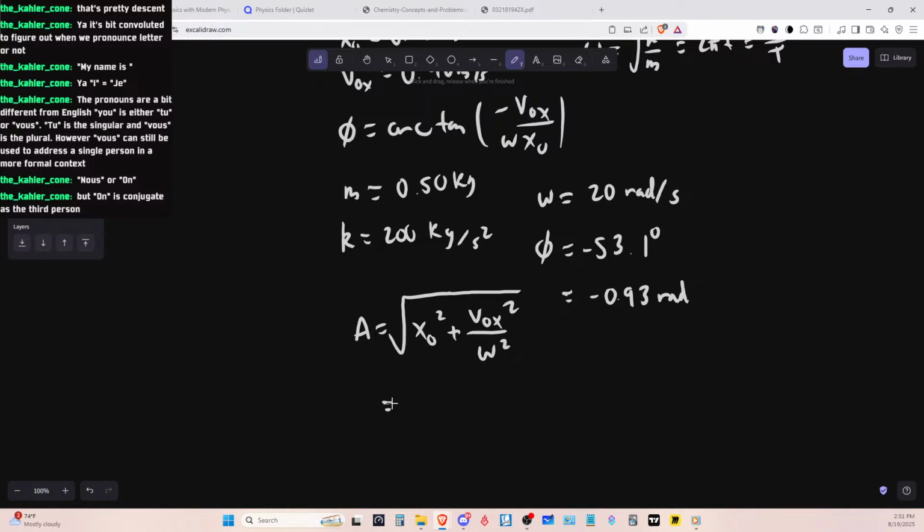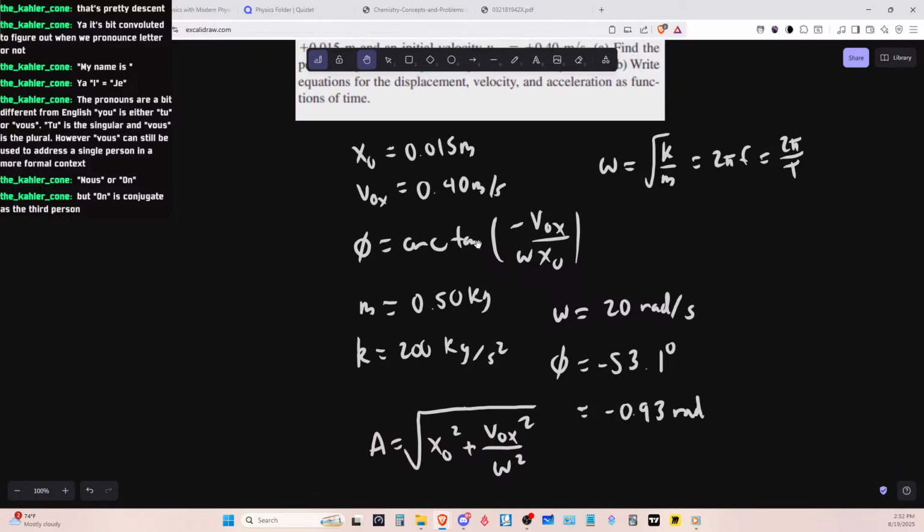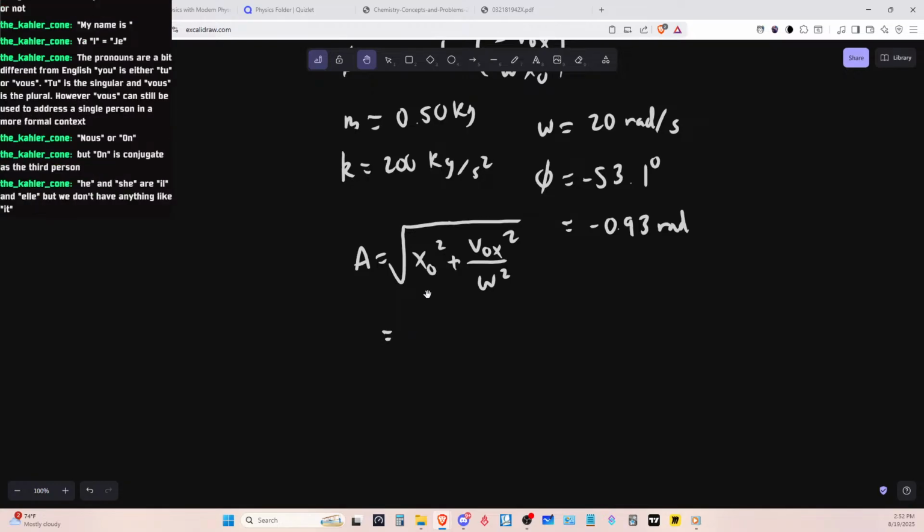So now, type this in my calculator. We have 0.05 squared plus 0.4 squared over 20 squared, which gives us an amplitude of 0.05.